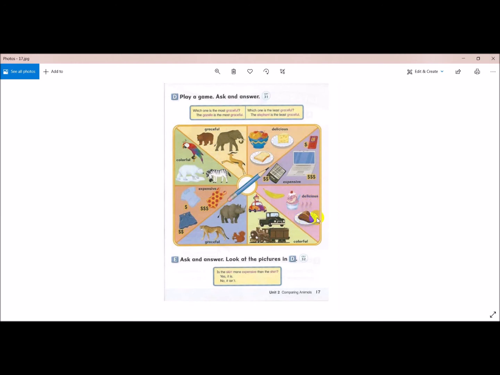Probably, of course, the steak. The steak, because the steak is really nice. The steak is the most delicious. Okay, and then we ask, which one is the least delicious? The banana is the least delicious.